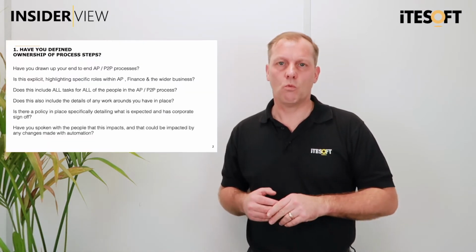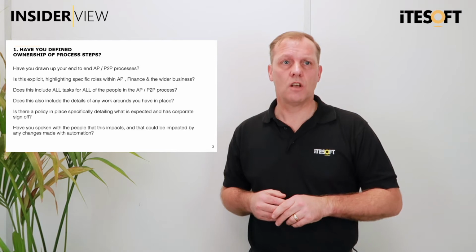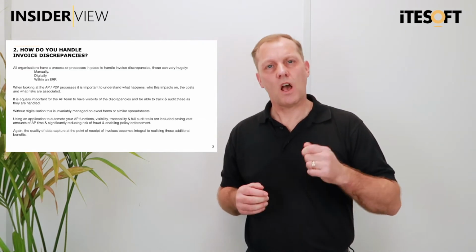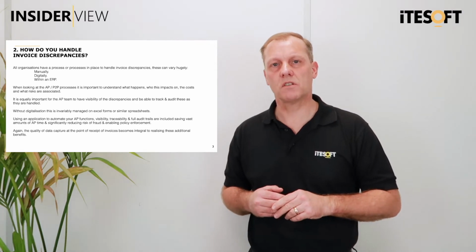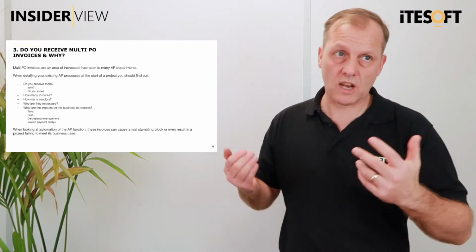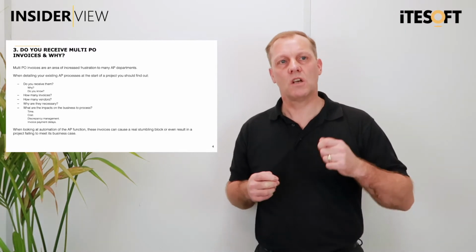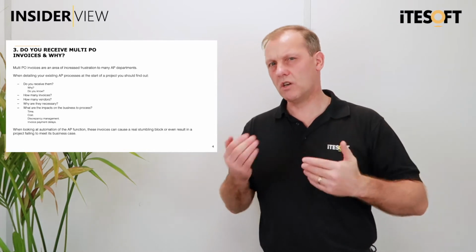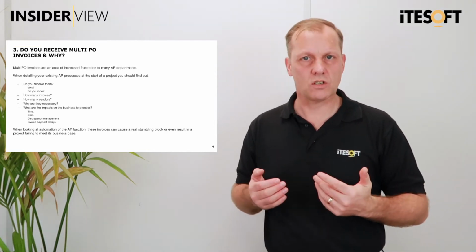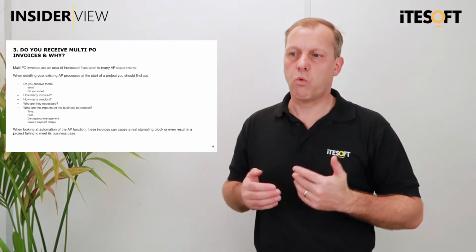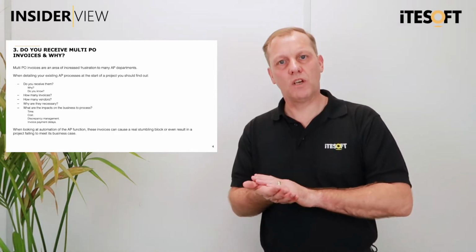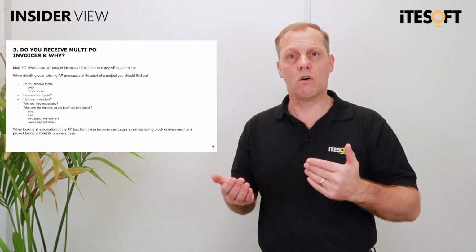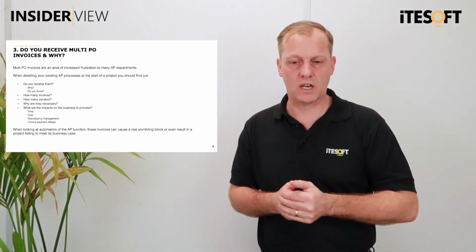Week 1 was, have you actually defined the ownership of the process steps? Week 2, how do you handle invoice discrepancies? And this session, we're going to be talking about receiving multiple PO invoices and why. So there's going to be a few more questions about what's happening that I'm looking for you to take away to challenge internally about how you are currently operating your organisation.